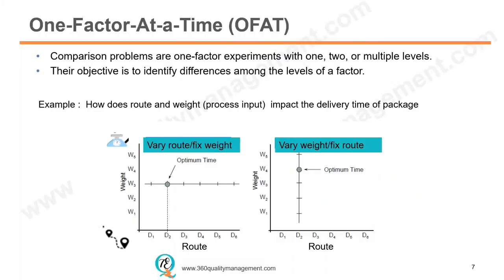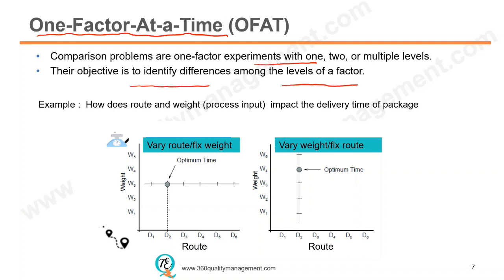The second experimentation method, which is more organized, is known as one factor at a time. In this type of approach, we are comparing different factors and how they impact the results through a one-factor experiment study, where we vary only one factor at a time and fix the rest of the factors. The objective is to identify the differences among the levels.